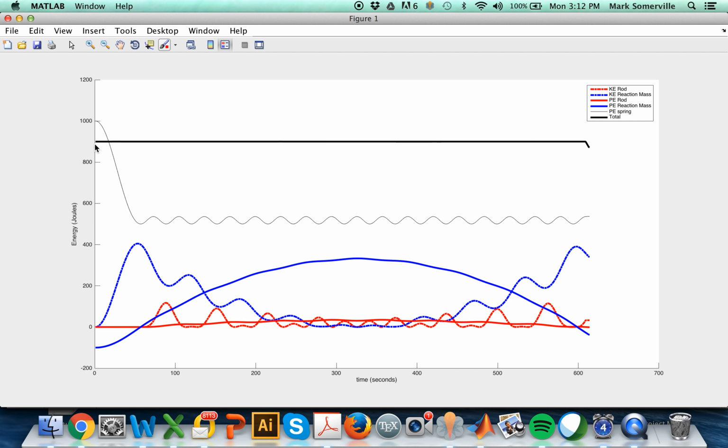But I think the important part is that we can actually see here, look, this stays constant until this point right at the end where we hit the ground and we abruptly stop the rod. So that's why there's that little dip there. So this looks pretty good to me. I wonder what will happen if we zoom in on it. So let's zoom in on that total energy and see what that looks like.